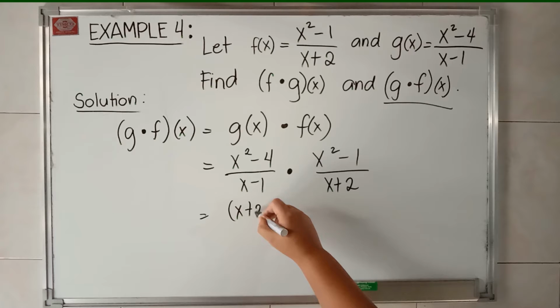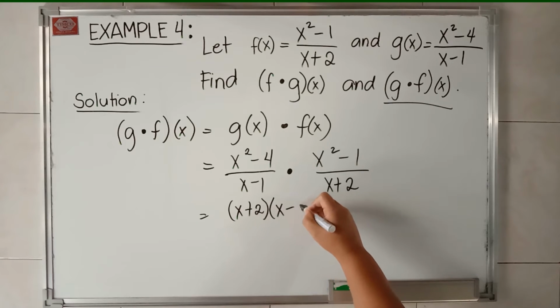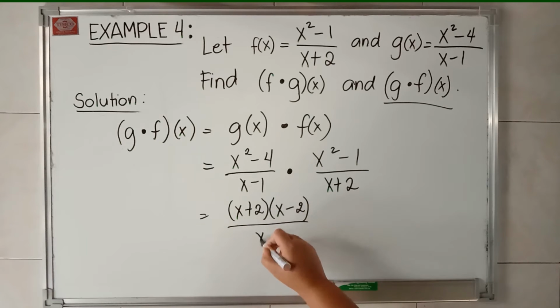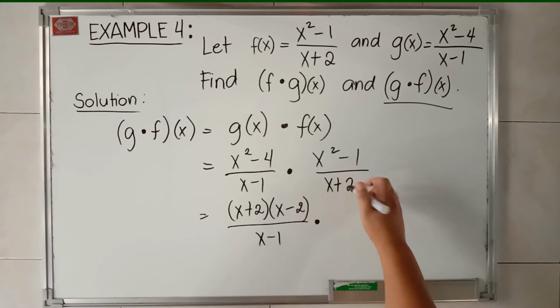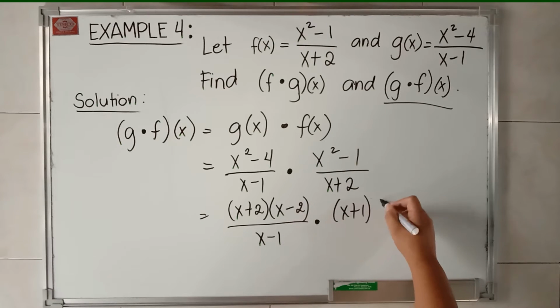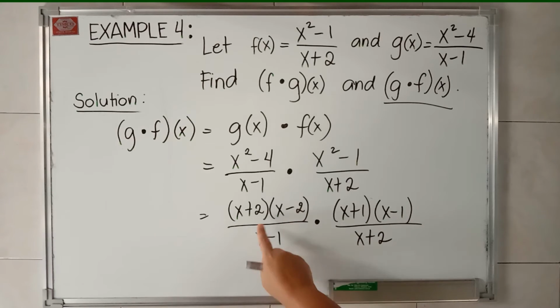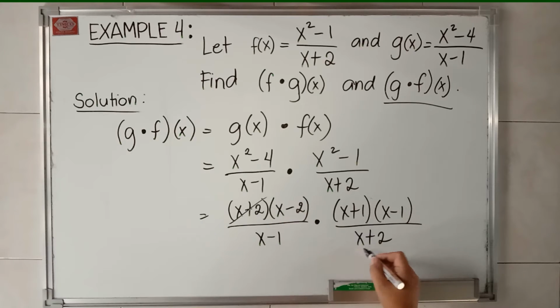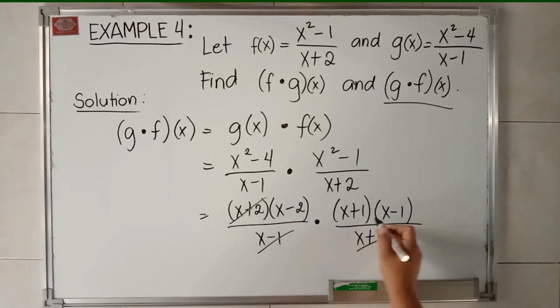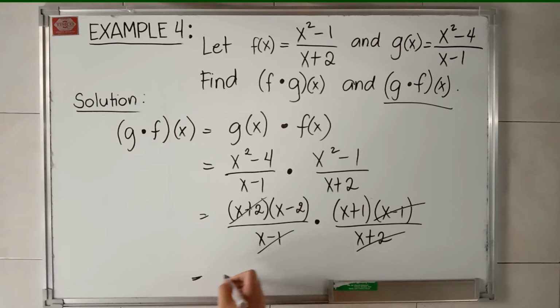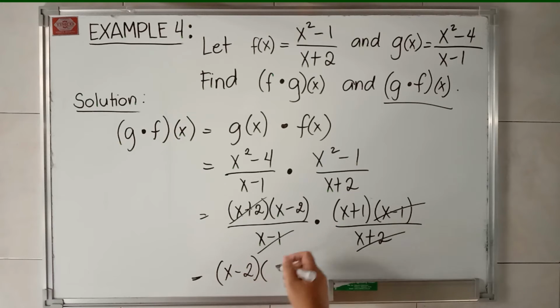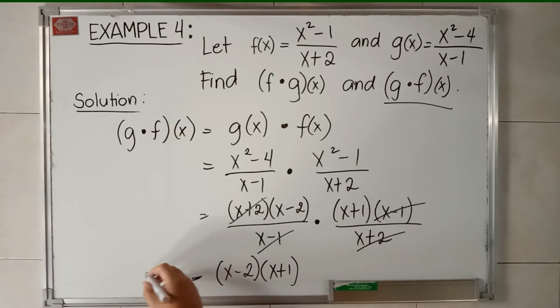So, let's factor x squared minus 4, which is x plus 2 times x minus 2 over x minus 1, times factor x squared minus 1, which becomes x plus 1 times x minus 1. We can cancel x plus 2 and x minus 1. So what remains is x minus 2 times x plus 1. That is our g times f of x.